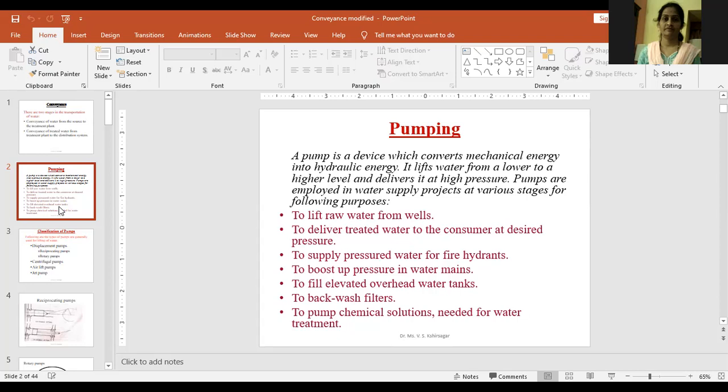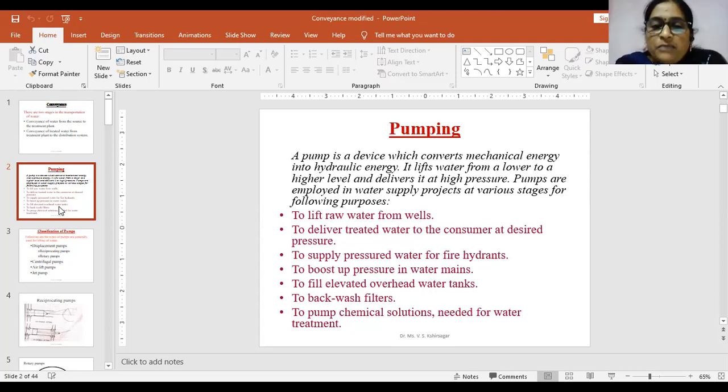So what is pumping? A pump is a device which converts mechanical energy into hydraulic energy. It lifts water from a lower to a higher level and delivers it at a higher pressure. Whenever we require pressure, at that time we prefer to go for pumps.